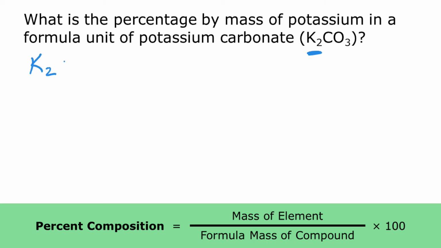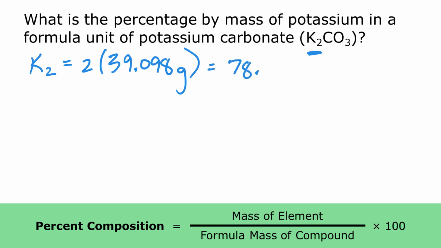So first I'll figure out the mass of the element in this compound. And so that is 2 times 39.098 grams, which is the atomic mass of potassium. And that gives me 78.196 grams is the mass of potassium in this compound. And now I'll do the formula mass for K2CO3.